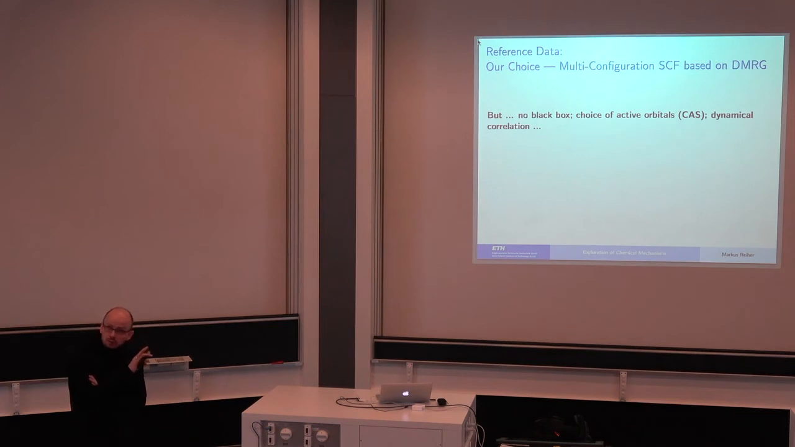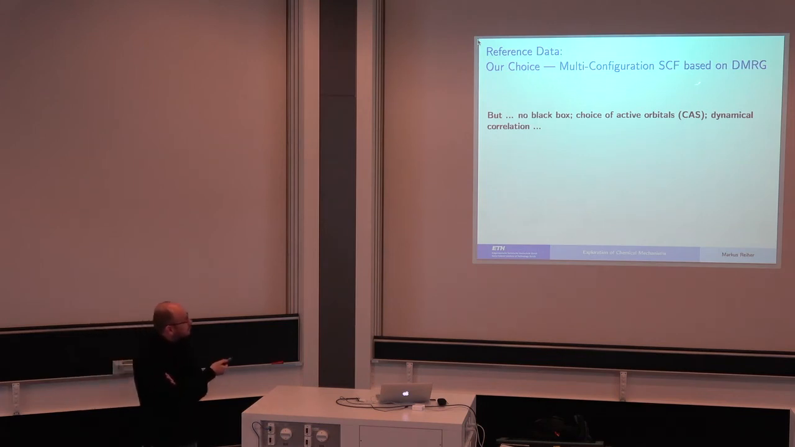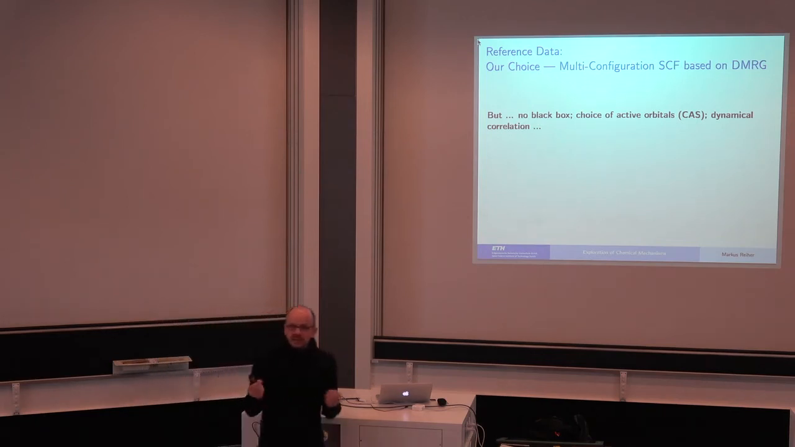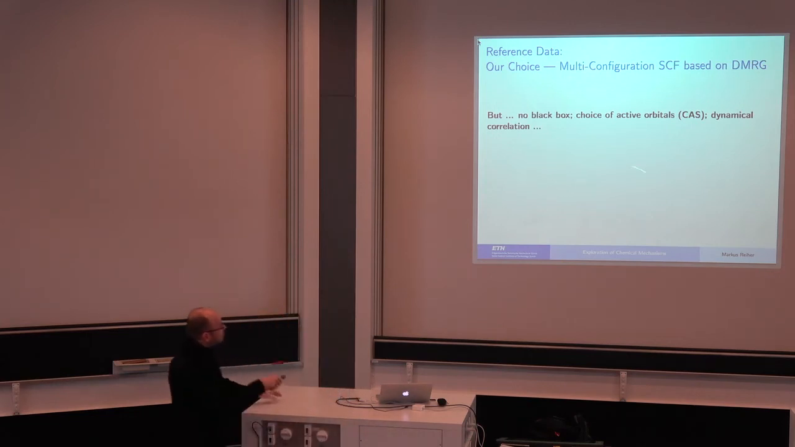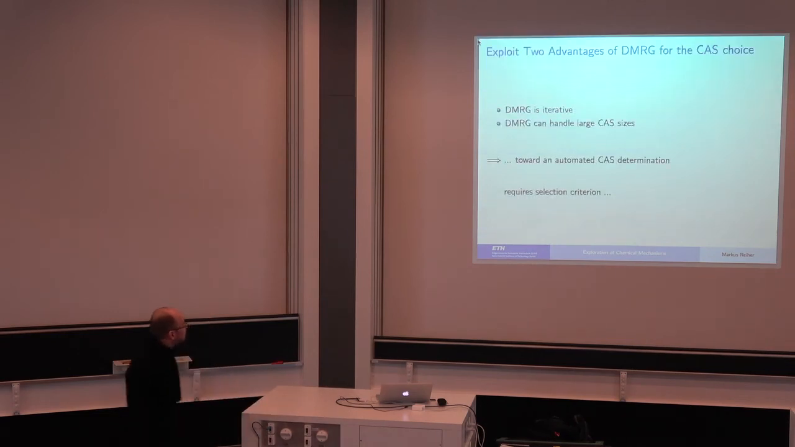Now, our choice for the reference data is multi-configuration self-consistent field based on DMRG. But this is no black box, because you need to pick orbitals in which you construct your many-electron wave function. That is usually called, in quantum chemistry, the choice of the active orbital space. When you do that, you construct the wave function in a limited orbital space. You neglect, of course, orbitals which are important for getting quantitative accuracy. And what you lack then is what we call dynamical correlation, and you need to capture this in a subsequent step somehow. So let's see how that can be done.